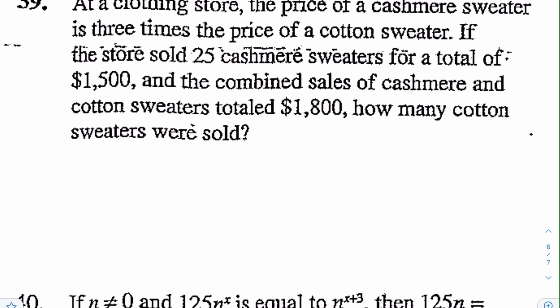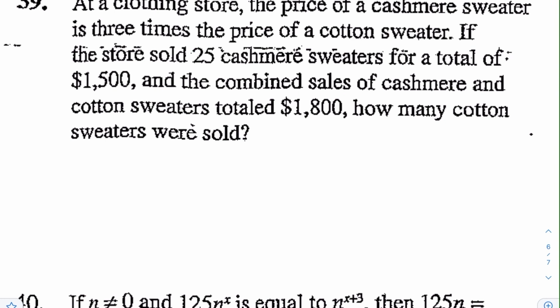Next, for number 39, at a clothing store, the price of a cashmere sweater is 3 times the price of a cotton sweater. If the store sold 25 cashmere sweaters for a total of $1,500, and the combined sales of cashmere and cotton totaled $1,800, then how many cotton sweaters were sold?